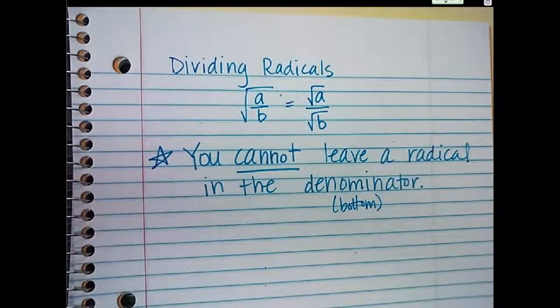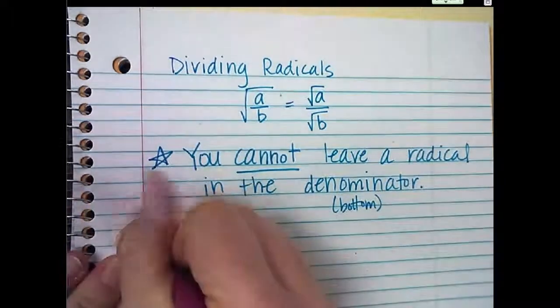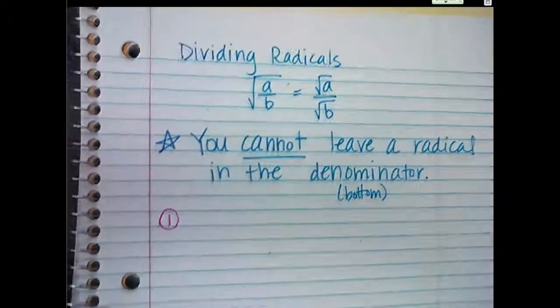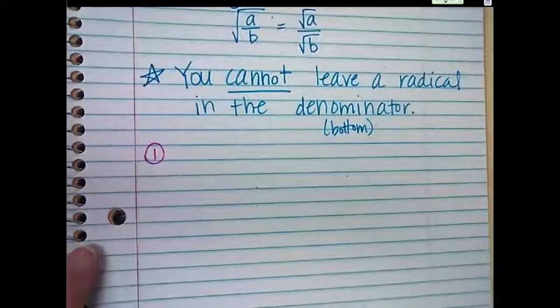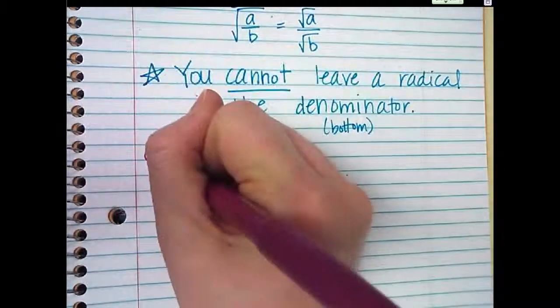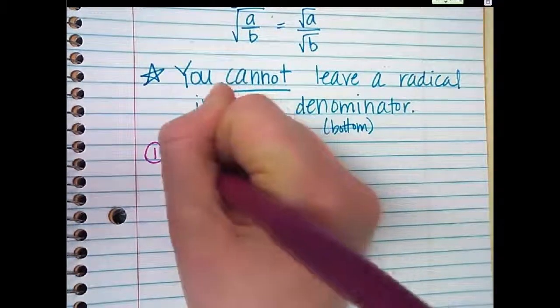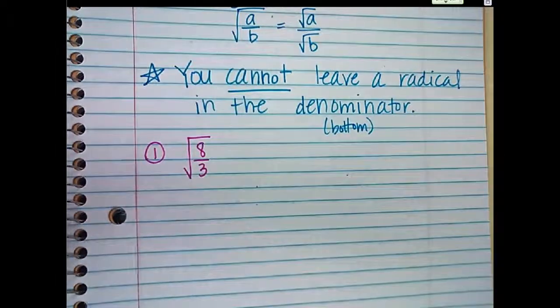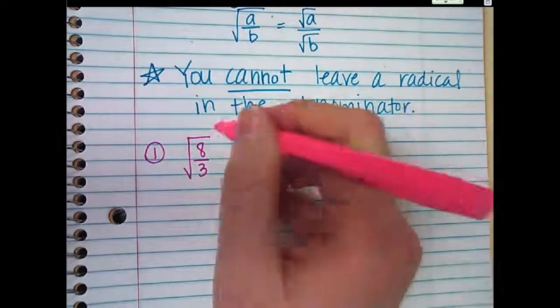Okay, so we're just going to work several examples. They're not too bad. Is everyone done writing? We're up to number 1. Square root 8 divided by 3, square roots over the whole thing.